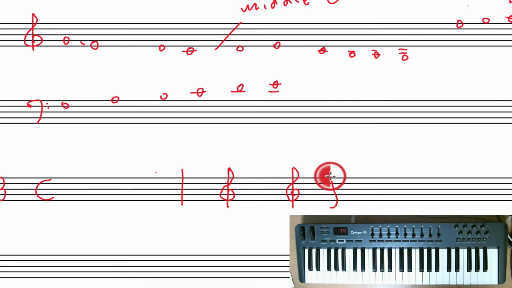I usually just get used to doing it like this and just drawing it more curvy. Okay, so that's the treble clef.